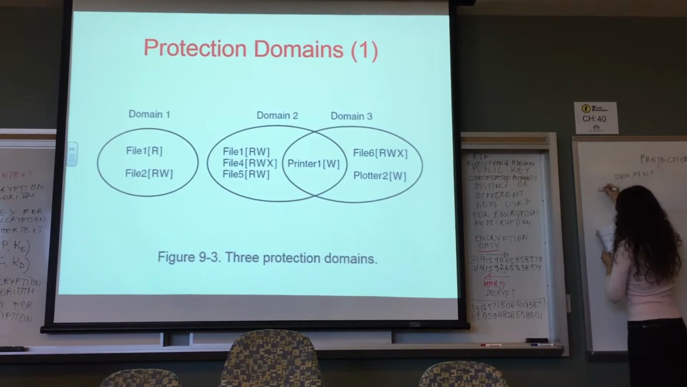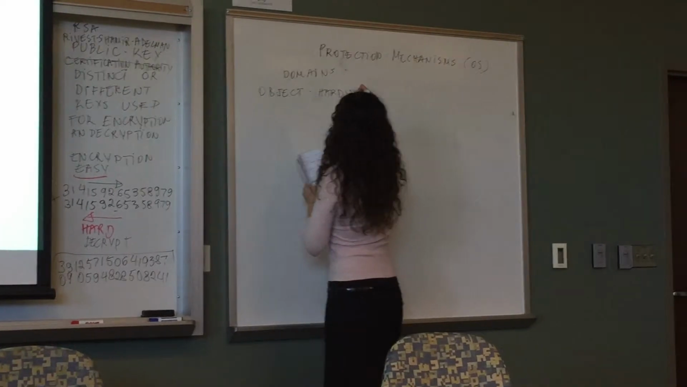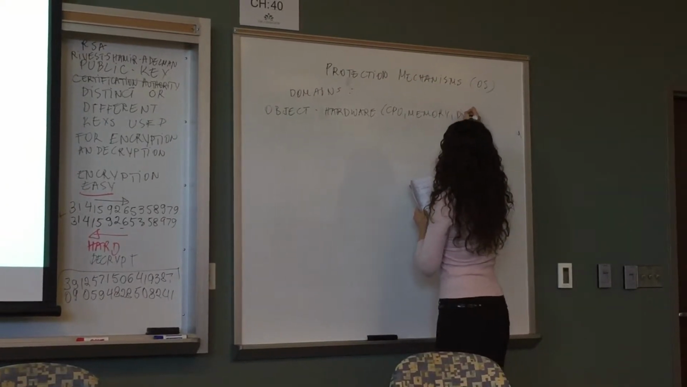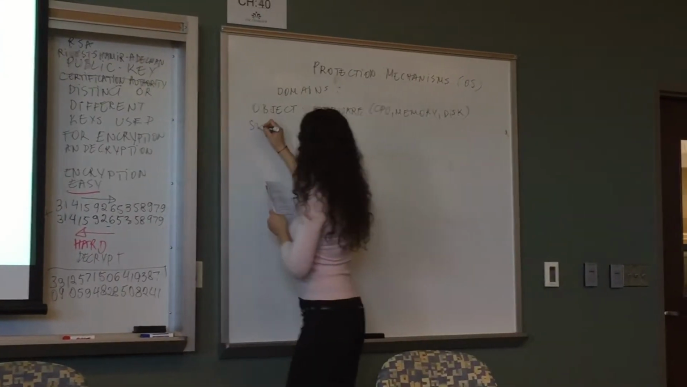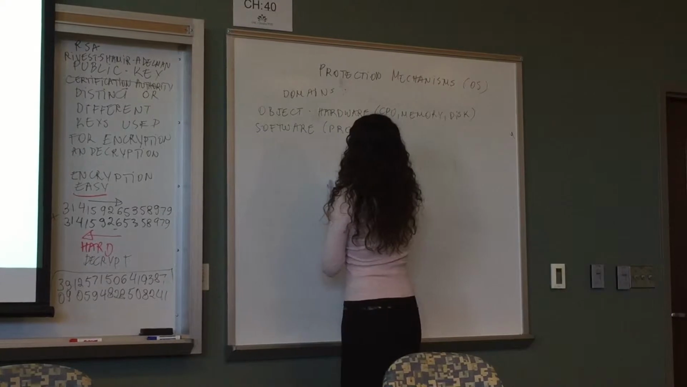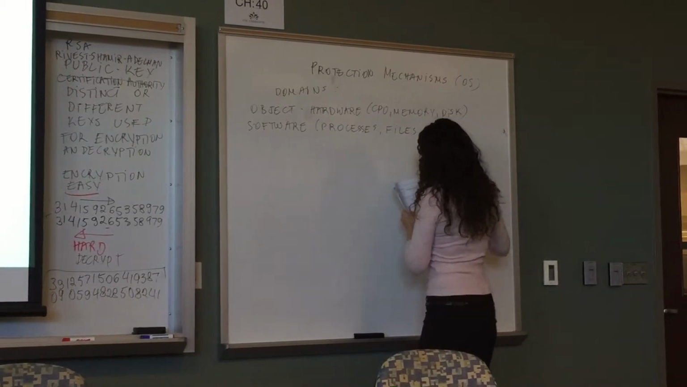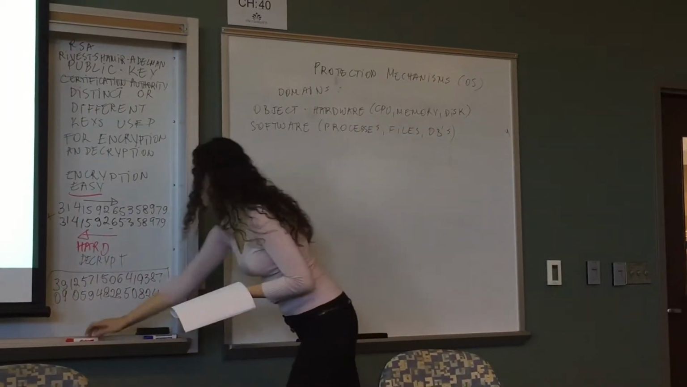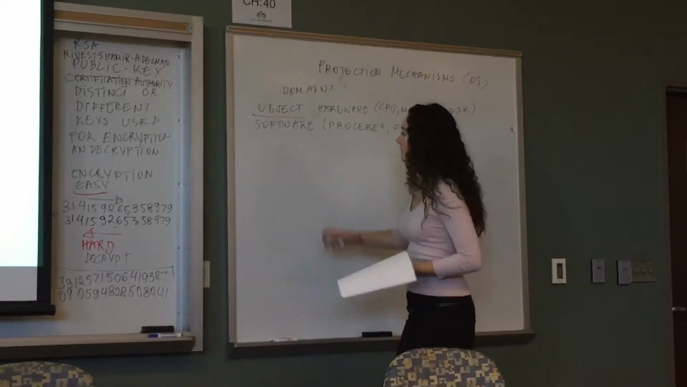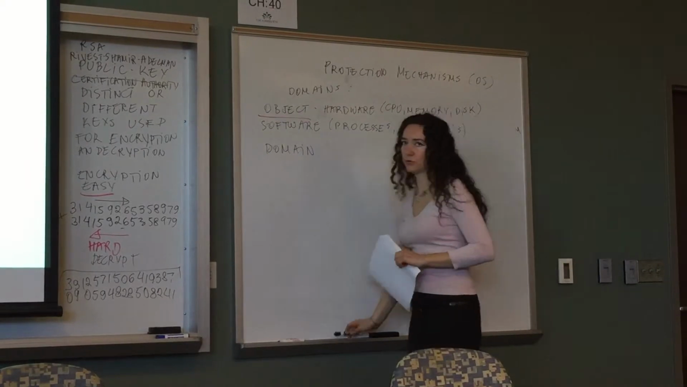So we will consider as objects things such as hardware, CPU, memory, and disk, and software, processes, files, databases, and then what we can do is divide these objects into certain domains and provide permissions to those domains.